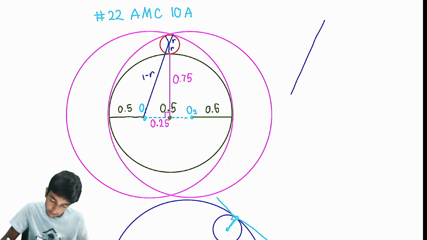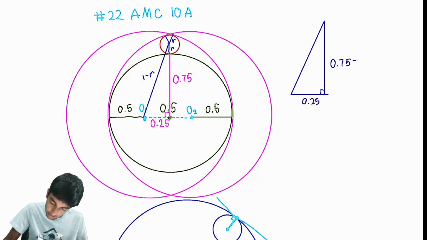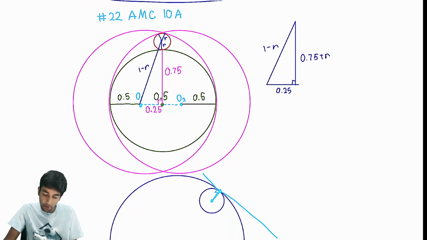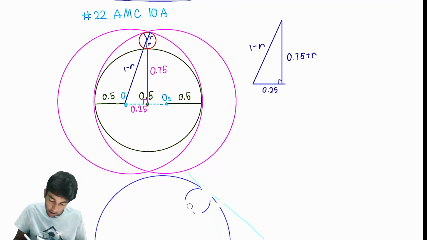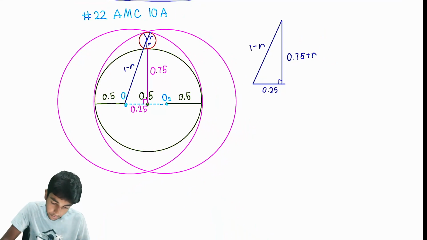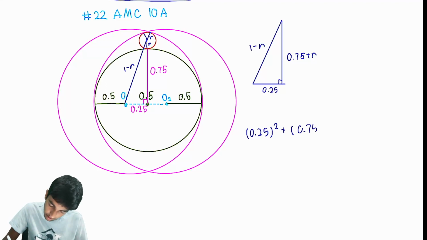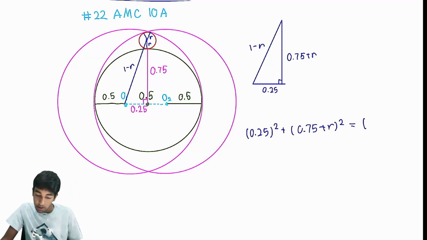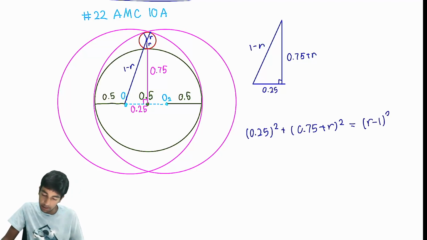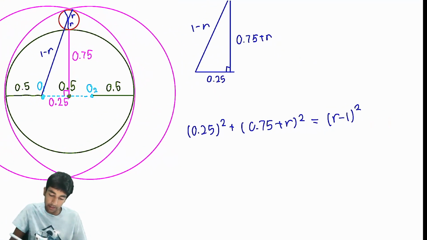So let's draw our triangle separately. And now it's just going to be the Pythagorean theorem. Just for simplicity's sake, I'm going to multiply all the side lengths by 4. It's going to be the same equation though. So we have 0.25 squared plus (0.75 plus R) squared equals (1 minus R) squared. But I'm just going to say that's (R minus 1) squared, because we can multiply by negative inside the square. It's not going to affect anything.